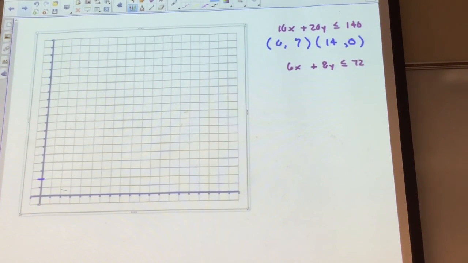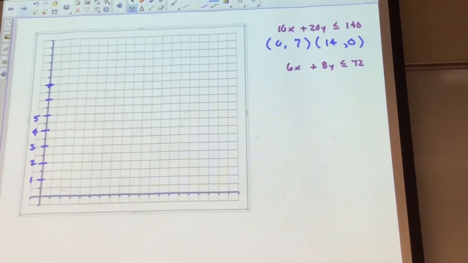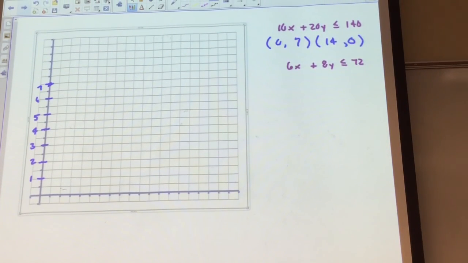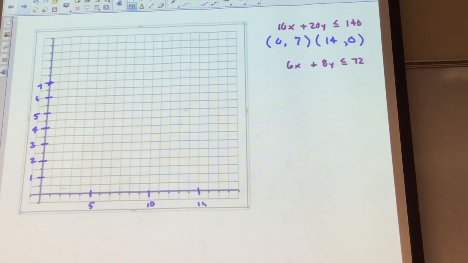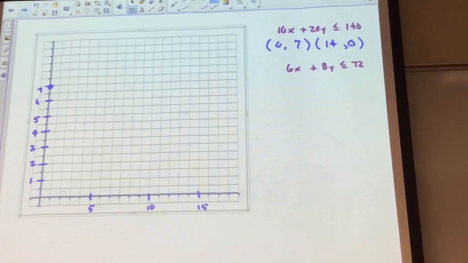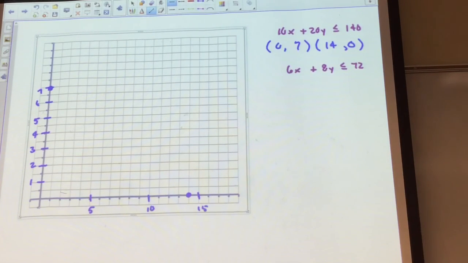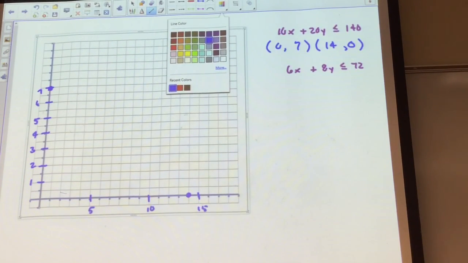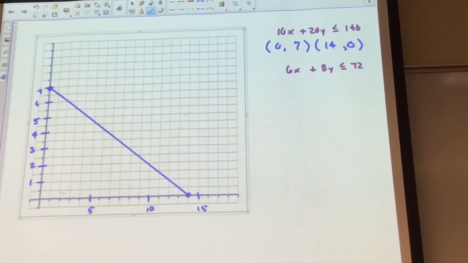So 0 and 7, since I'm using a larger scale because I want a little bit larger graph. And out here I'm going to go ahead and use a 1 unit scale. So 0 and 7 is going to connect to 14 and 0. I need a line, and I want that line to be blue. So there's my first part of the problem.